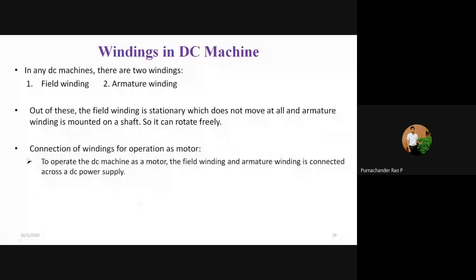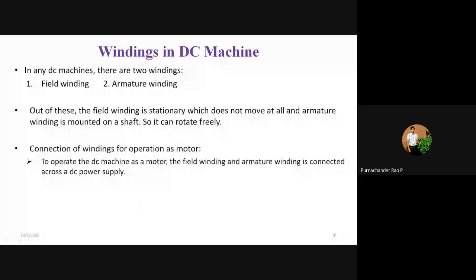Okay, so to operate the DC machine as a motor, the field winding and armature winding are connected across the DC power supply. Because in case of DC generators, we have seen that the field winding is excited for the separately excited generators, and in case of self-excited generators, because of the residual flux, some kind of voltage will be developed, and that voltage we call a residual voltage.